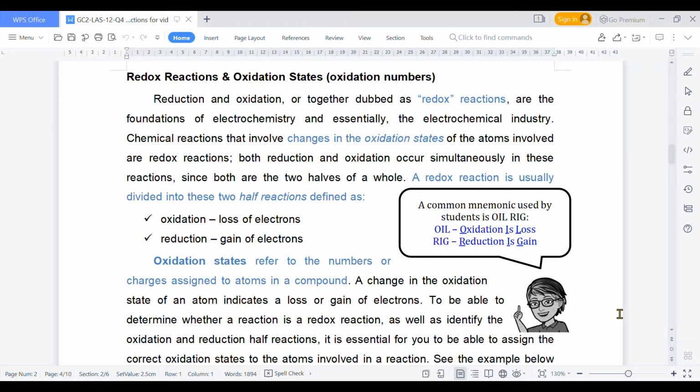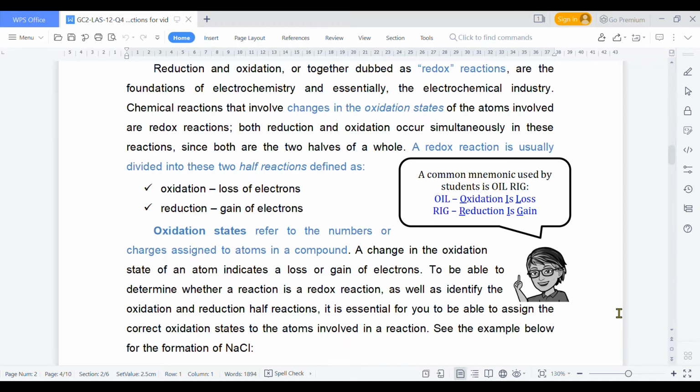Oxidation states refer to the number of charges assigned to atoms in a compound. A change in the oxidation state of an atom indicates a loss or gain of electrons. To be able to determine whether a reaction is a redox reaction, as well as identify the oxidation and reduction half reactions, it is essential for you to be able to assign the correct oxidation states to the atoms involved in a reaction.